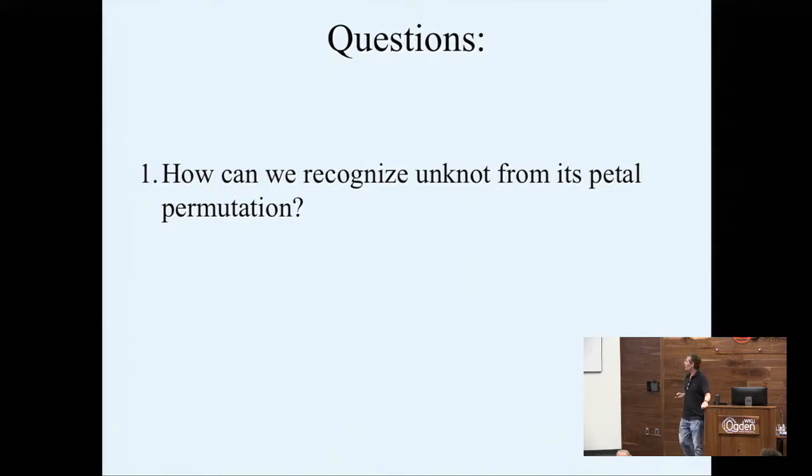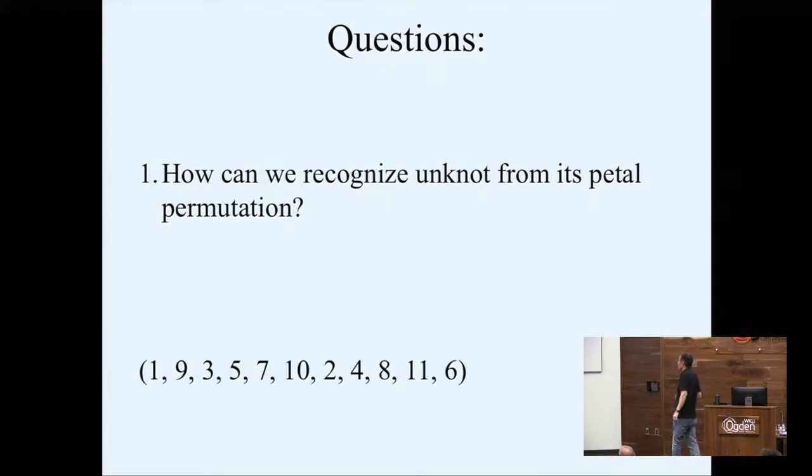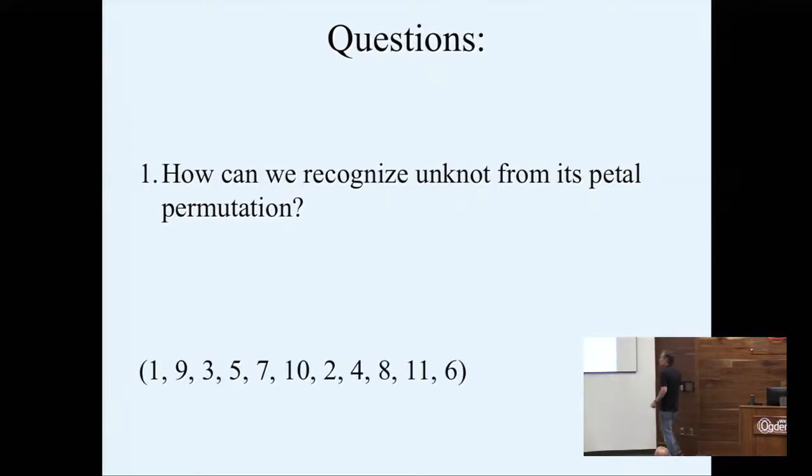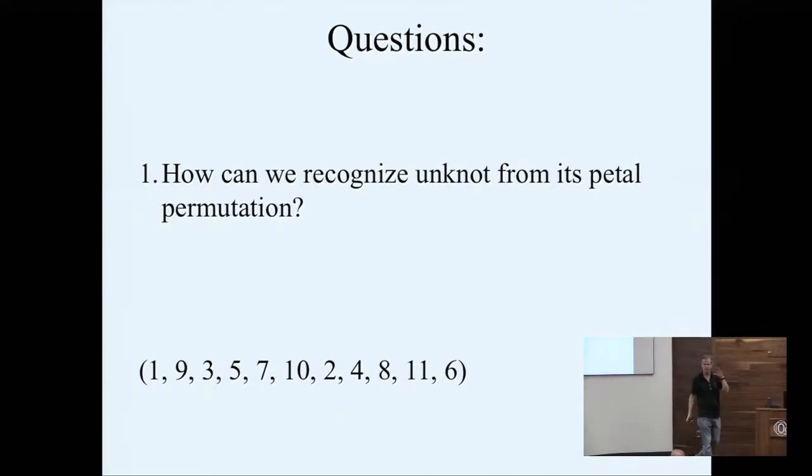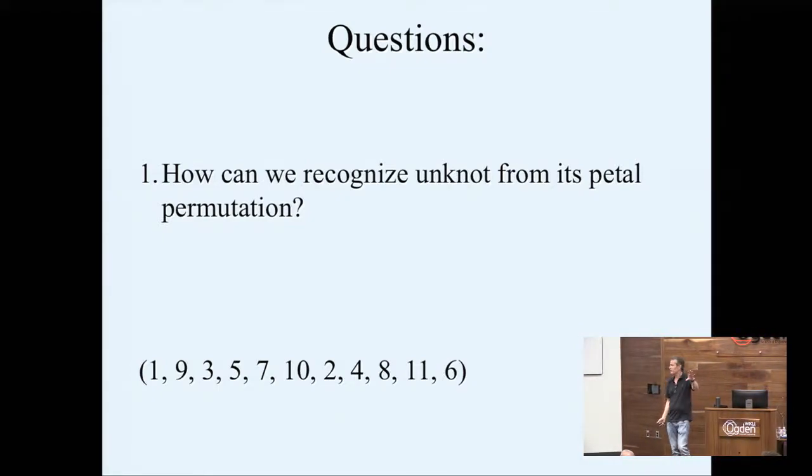Okay, so questions. How can we recognize an unknot from its petal diagram? Somebody gives you a petal permutation and they say, is this the unknot? So here's an example here. There's no obvious way to simplify this and say, oh yeah, that's got to be the unknot, the trivial knot, because you can do these moves. And so it'd be really nice to have a set of moves that allows you to get from any one petal permutation for a knot to any other petal permutation.